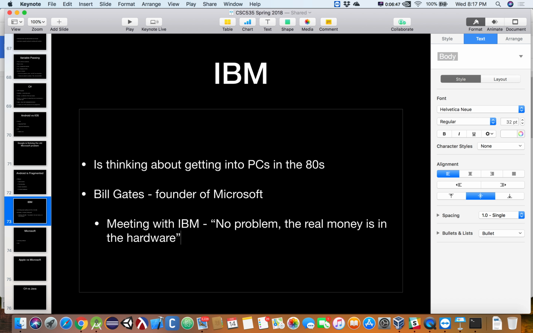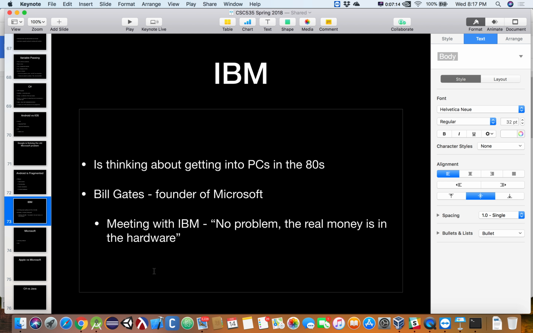Make sense? So IBM said, no problem, the real money's in the hardware, which it's kind of funny when you think about it historically, because far more money's been made off of software than off of hardware. Because hardware, you make it once, then you have to make it again, and again if you want to sell several of them. Where software, you make it once, and you just duplicate it instantly and sell it over and over and over, and it's way more profitable.